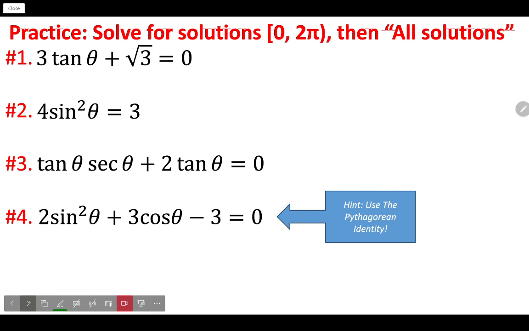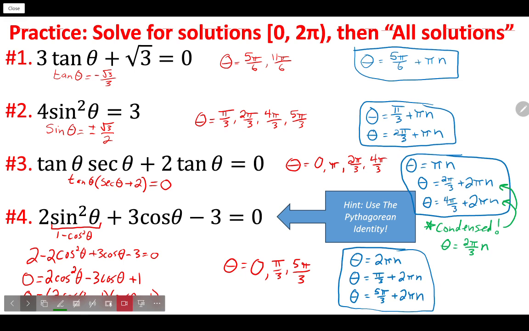And hopefully you tried it out. Your solutions should look something like this. So you'll see in red the solutions between 0 and 2 pi. Then in blue, what's called all solutions. So naming all solutions. And number 3 here has a bit of a special way you can condense these all solutions. It's a little trickier, but you see the pattern.